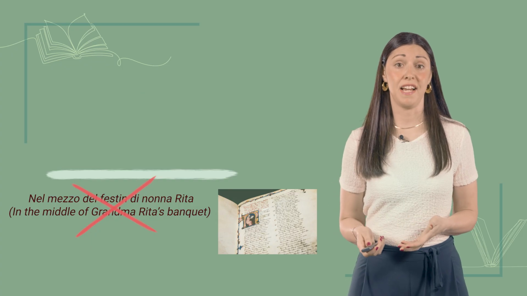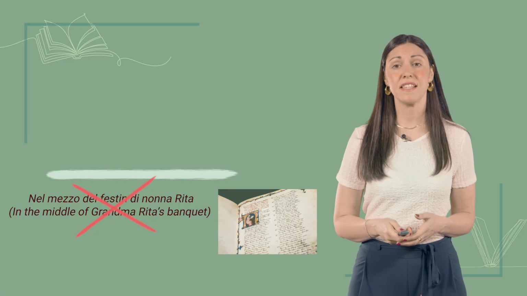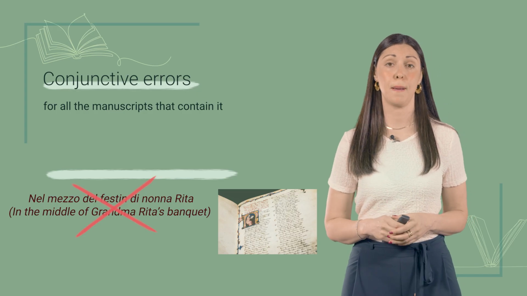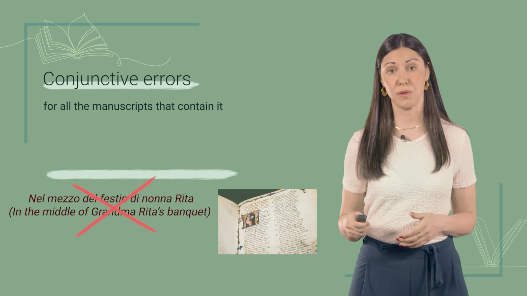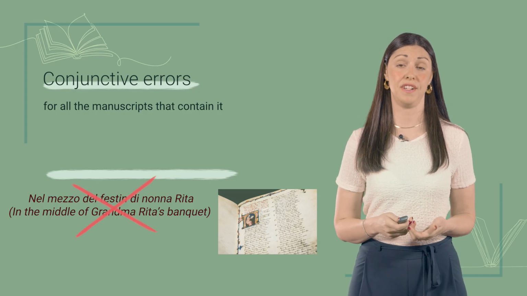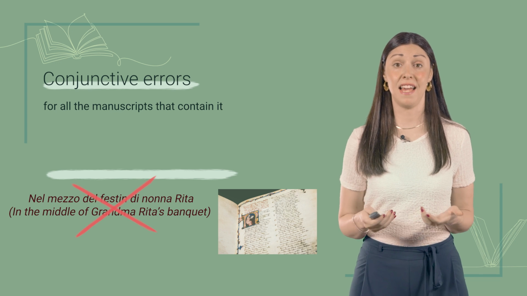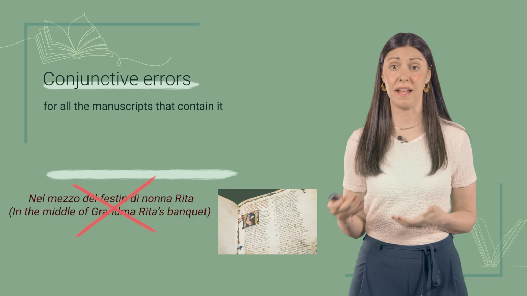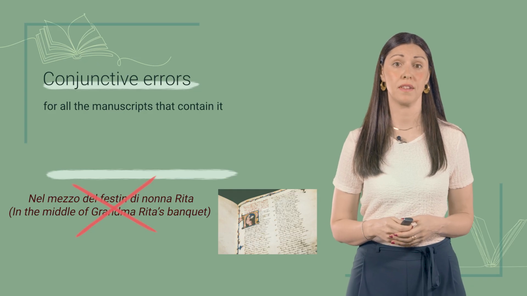The mistaken reading about Grandma Rita's banquet acts as a conjunctive error for all the manuscripts that contain it. It shows that these manuscripts share a common origin, since it's highly unlikely that such a peculiar corruption would have arisen independently in multiple copies.